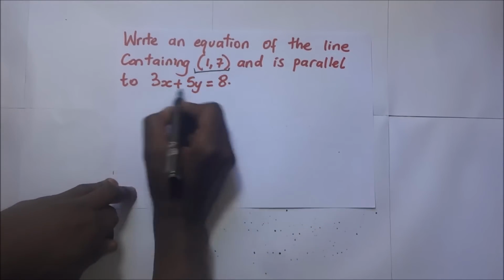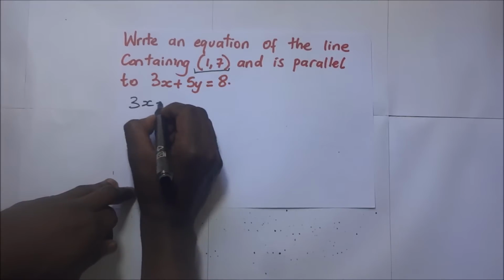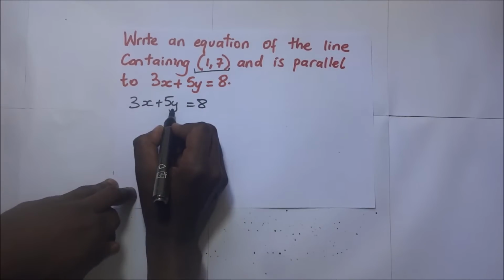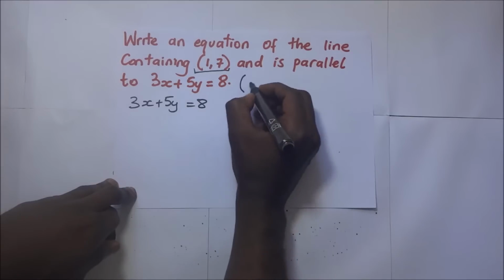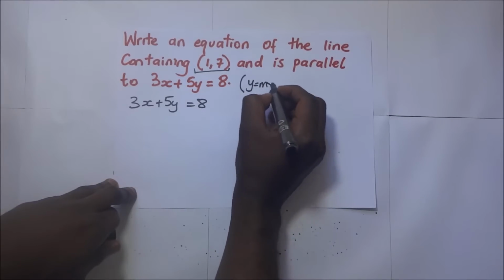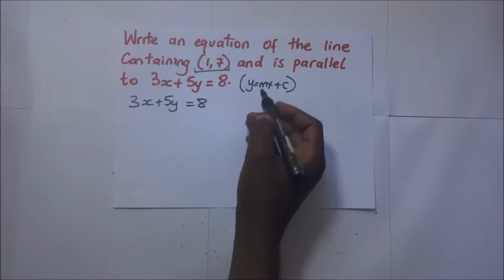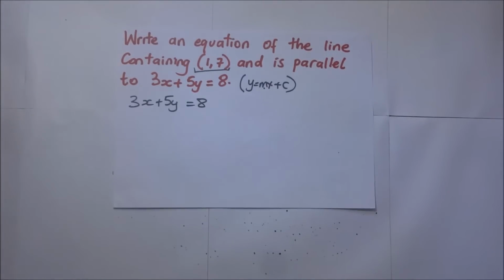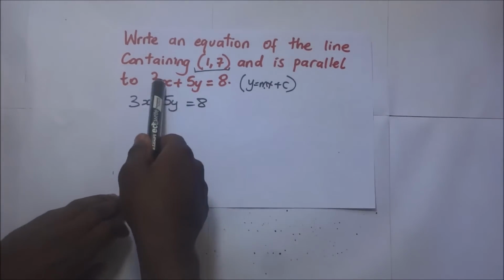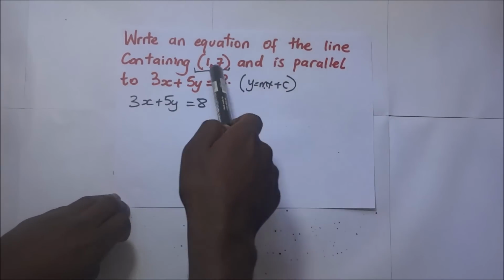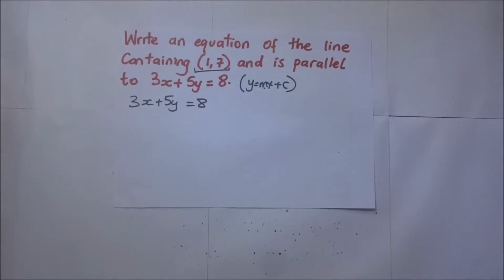So let's rearrange this equation. This equation is 3x + 5y = 8. So we are going to make y the subject of the formula so that we put it in the form y = mx + c. The reason for that is so that we are able to find the value of m, so that we are able to know the gradient of that line. Because when we know the gradient of this line, then we can tell the gradient of the other line whose equation we are looking for.